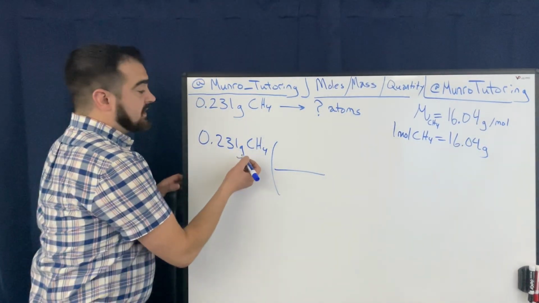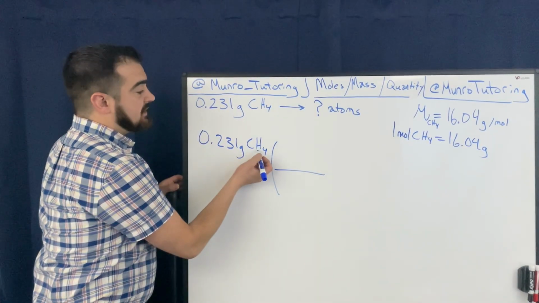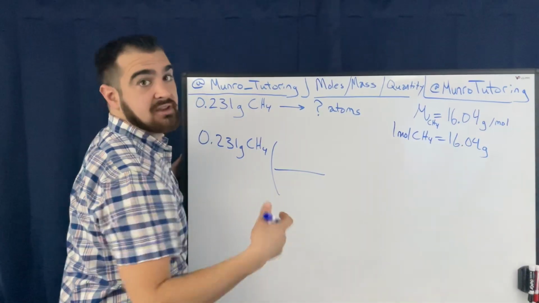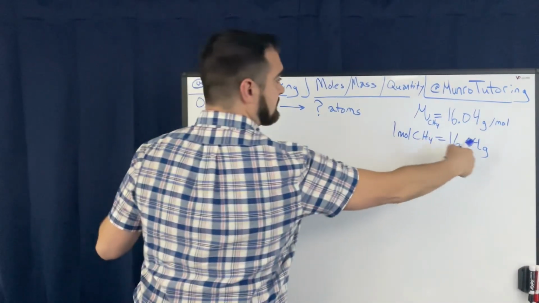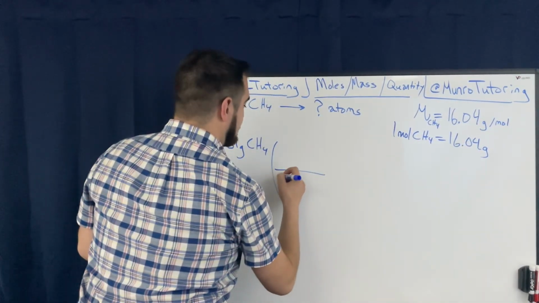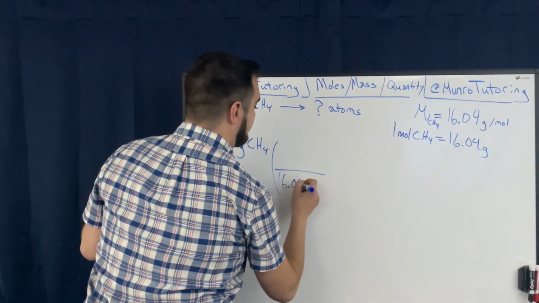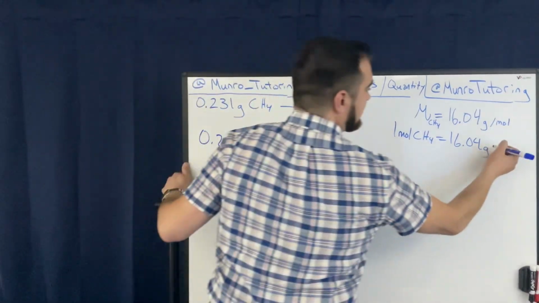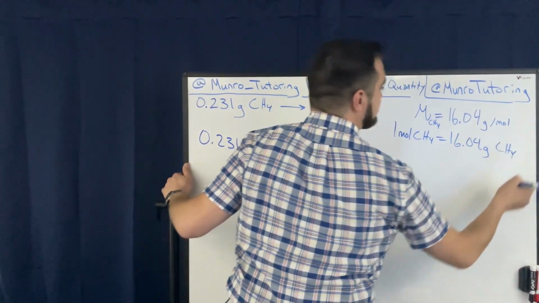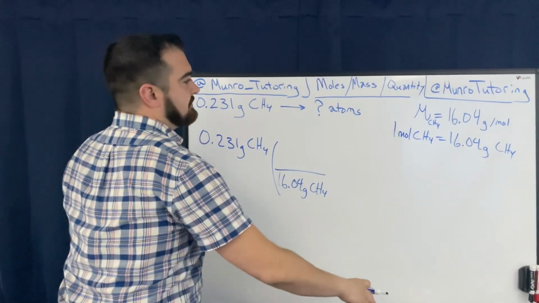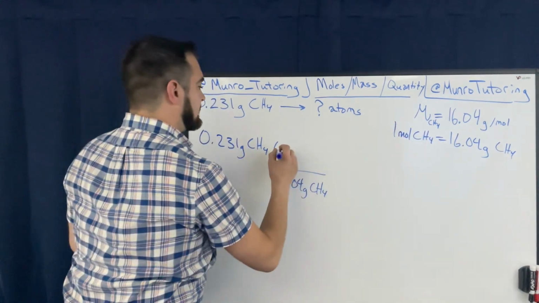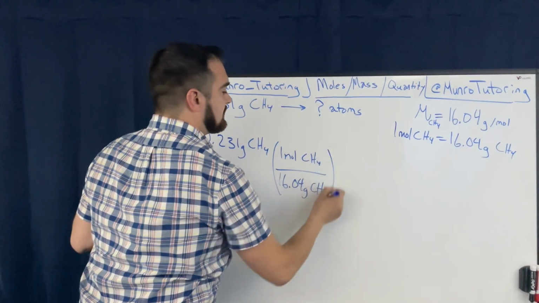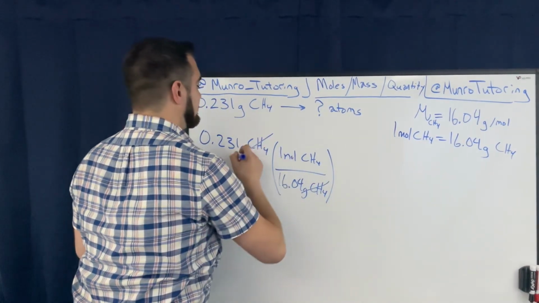And so we want to cancel grams, so the grams of methane have to go in the bottom, right? Whatever unit is here, it has to go here in order to cancel it out. So I'm going to take the molar mass here and put the 16.04 grams of CH4 in the bottom. I typically write that unit more explicitly like this. Then the other side of the equal sign goes on top, so that's 1 mole of CH4. Close this. Grams of methane cancel with grams of methane.